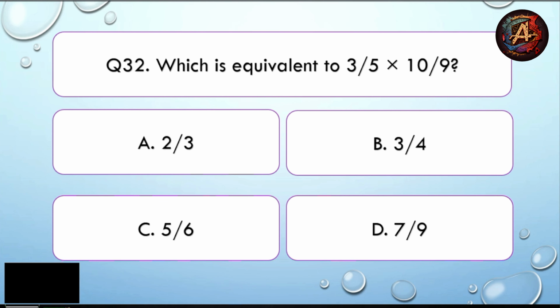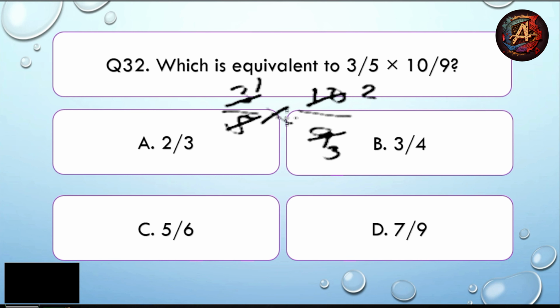Okay, so in the cancellation method, what you can do here is you have 3 over 5 multiplied to 10 over 9. So this 3 and 9 here is divisible both by 3, so you can cancel them. This will become 1, this will become 3. We also have here 10 and 5. So this is divisible by 5. So this will become 2 and this will become 1. So by just multiplying 1 times 2 and then 1 times 3, you will have 2/3.